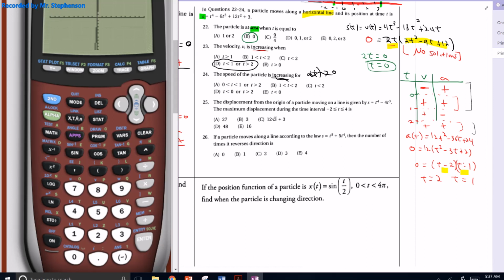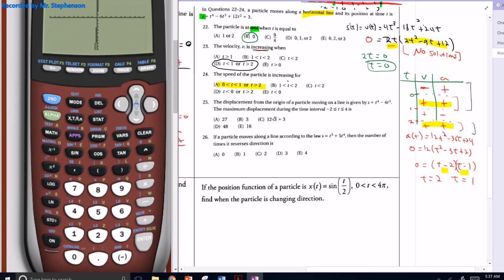But we did do all this work for a reason, because on 24, it's asking about the speed. When is the speed increasing? And the speed is increasing when we're looking at this thing when the signs are the same. So that would happen between 0 and 1, right? The signs are the same between 0 and 1 and after 2. So there you go, A, between 0 and 1 and after 2.